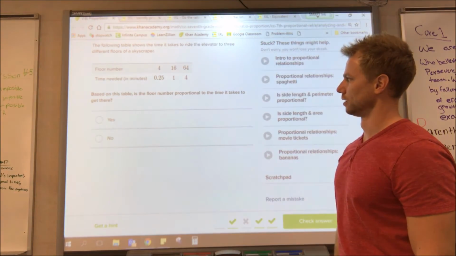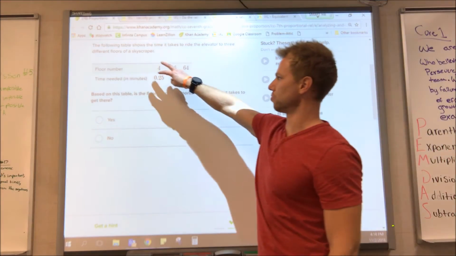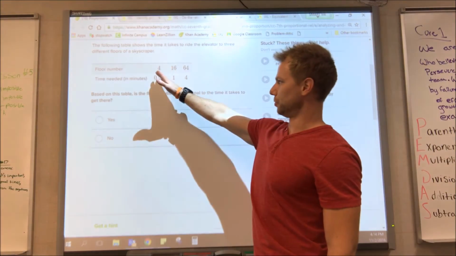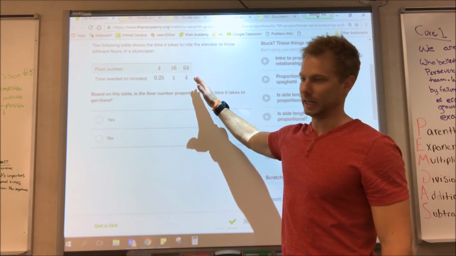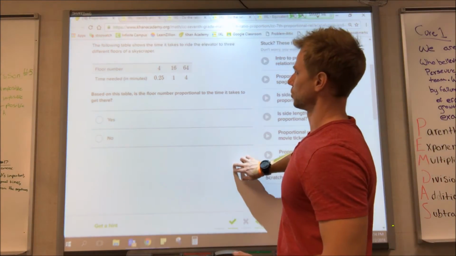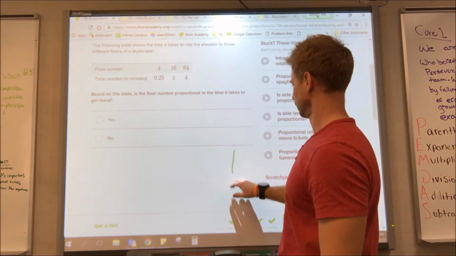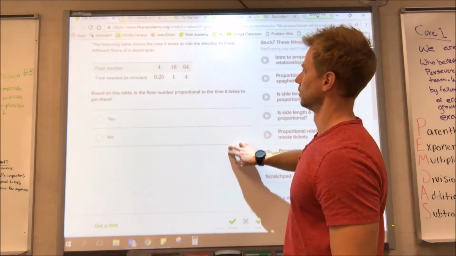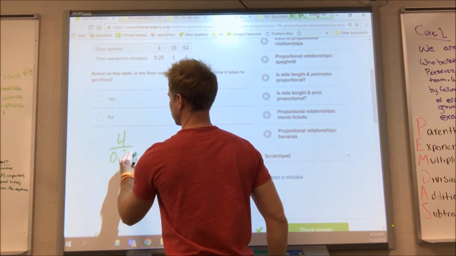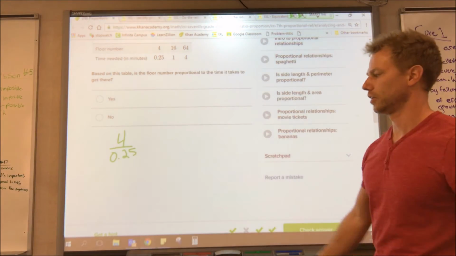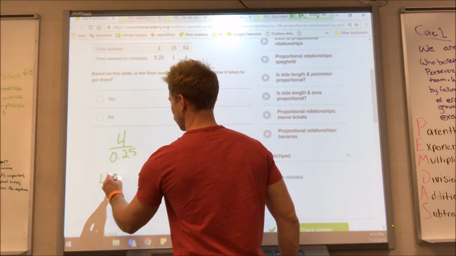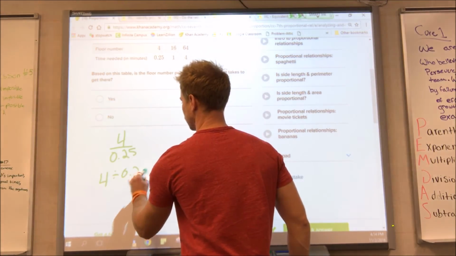Okay? So what we need to do is figure out if these ratios are proportional. And if they are, they will all simplify to the same unit rate. So let's start with the first one. We have 4 over 0.25. Okay, remember a fraction really means the same thing as division. So this would be the same as 4 divided by 0.25.